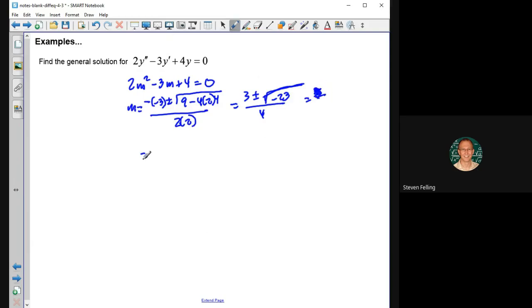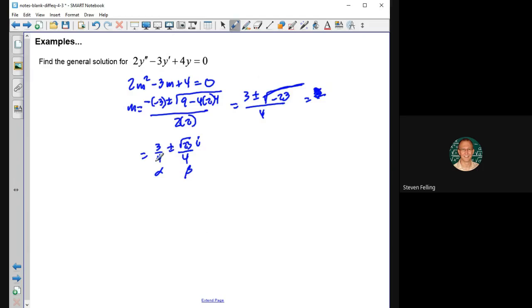3/4. Let me do it down here. My tablet's acting up a little bit. Plus or minus, this is going to be the square root of 23i over 4. So you can think of it as the square root of 23 over 4, and then when I factor out the square root of -1, that becomes i. So this is my alpha, and this is my beta.